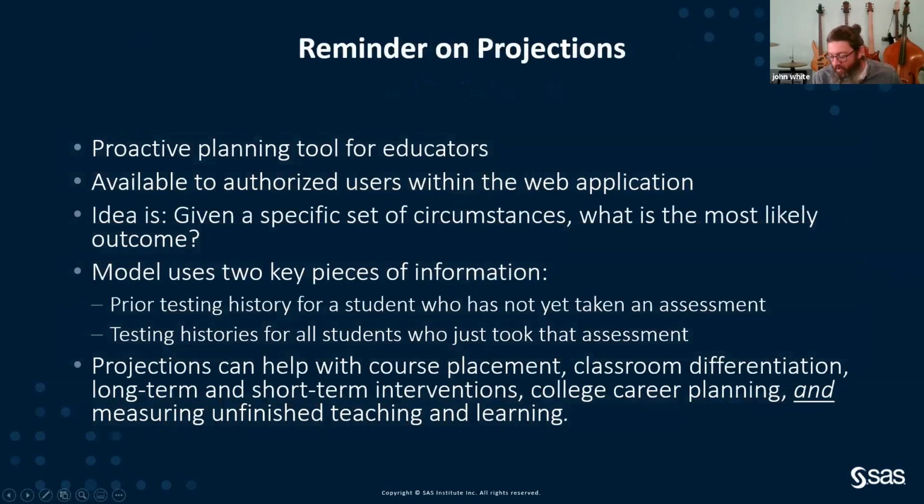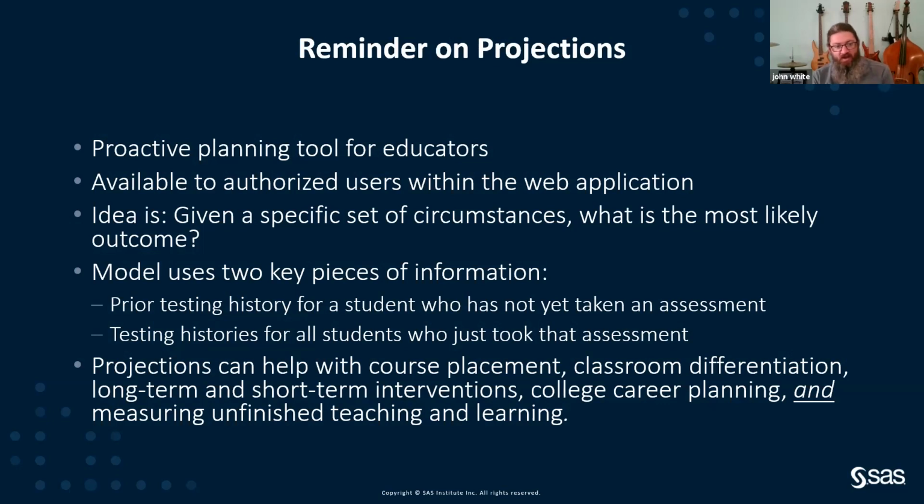Now, you may all be familiar with the term projection. That's something that is available within the PVAAS web reporting system. So I just want to remind you about a couple of things regarding those PVAAS projections. They are more of a proactive planning tool. So they look out into the future for students. That's generally how we use them. They are available to specific users that have access to student level data. And the whole underlying idea is, given a specific set of circumstances, what is the most likely outcome for the student on a specific test as we move into the future?